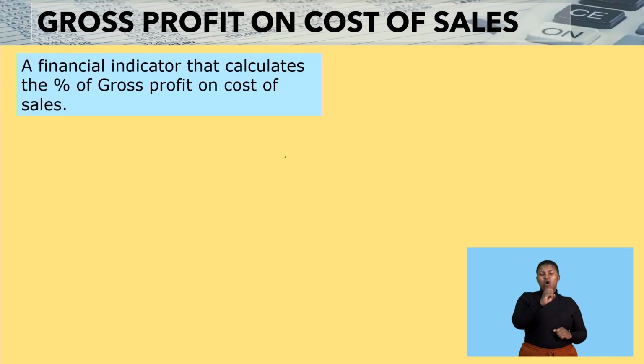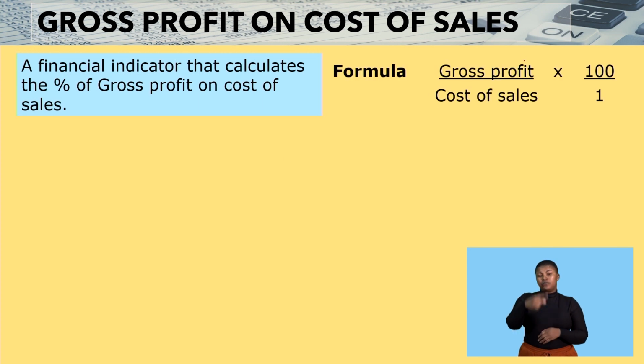So with us here, we have the gross profit on cost of sales. In most papers you would find they'll say the business has made a markup. So this is your markup percentage, gross profit on cost of sales. This is a financial indicator that calculates the percentage of gross profit on cost of sales. The formula says gross profit over cost of sales multiplied by 100 over 1. So your answer must be a percentage.